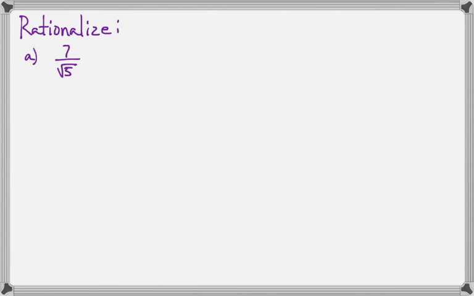So let's do 7 divided by the square root of 5. And this is just a single radical. So we'll do square root of 5 over itself. And that will give us 7 times the square root of 5 over 5, because square root of 5 times itself is just 5. Now 7 over 5 cannot be reduced, and the square root of 5 is a radical that cannot be reduced, so this one is finished.